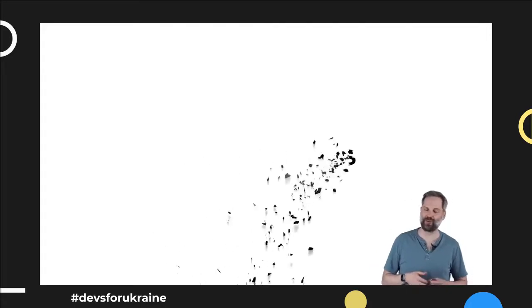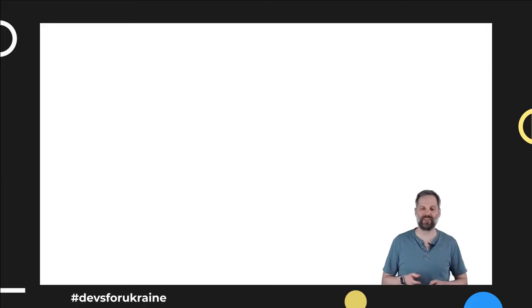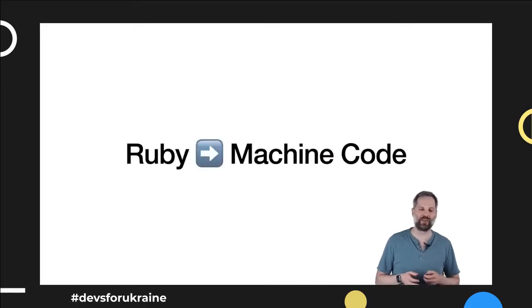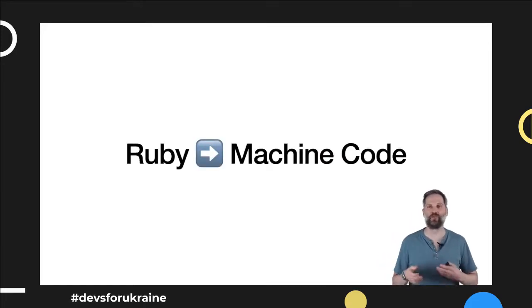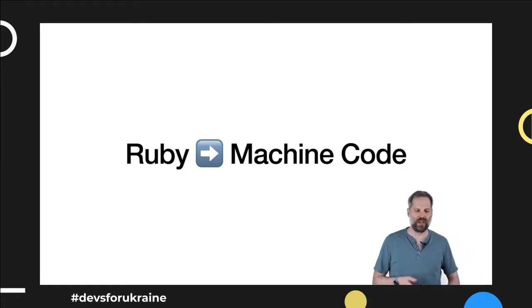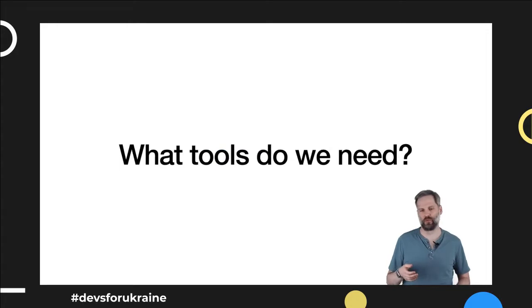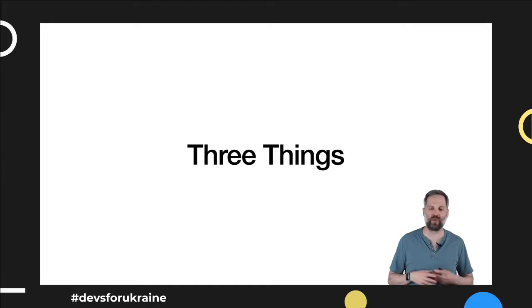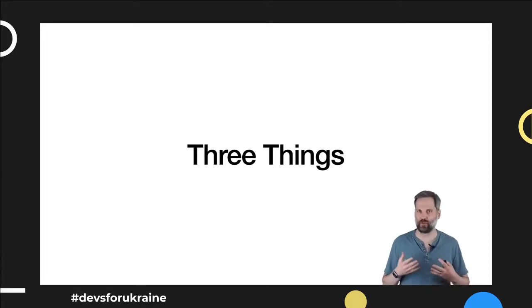So we're not going to just write out random bytes. Instead, I want to take Ruby code and convert that Ruby code into machine code. So how do we get there? I think the first question that we need to answer is, what kind of tools do we need in order to do this? And I think that there are only three basic things we need to write a JIT compiler.